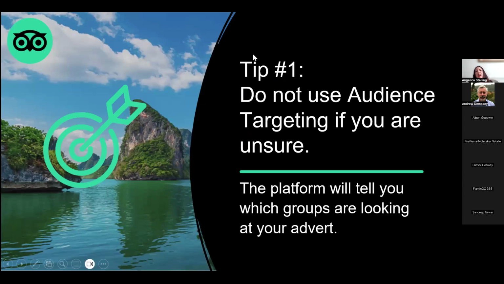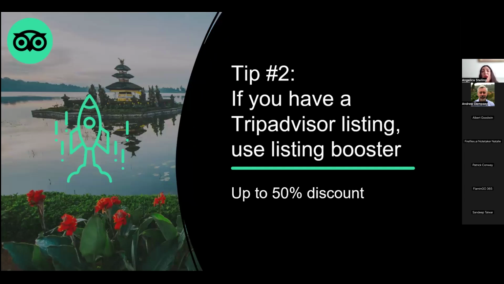Okay. Now, not to sound too repetitive, I know I went through some of these fun facts during our demo today, but tip 1, audience targeting. If you are on the fence, don't use it the first time around. The platform will tell you the top 5 groups looking at your campaign. 2, if you have a Tripadvisor business listing, this is a great way to get acquainted with TAE. It's the lowest cost, it's the lowest risk, you get more impressions. You skip the whole creative process.